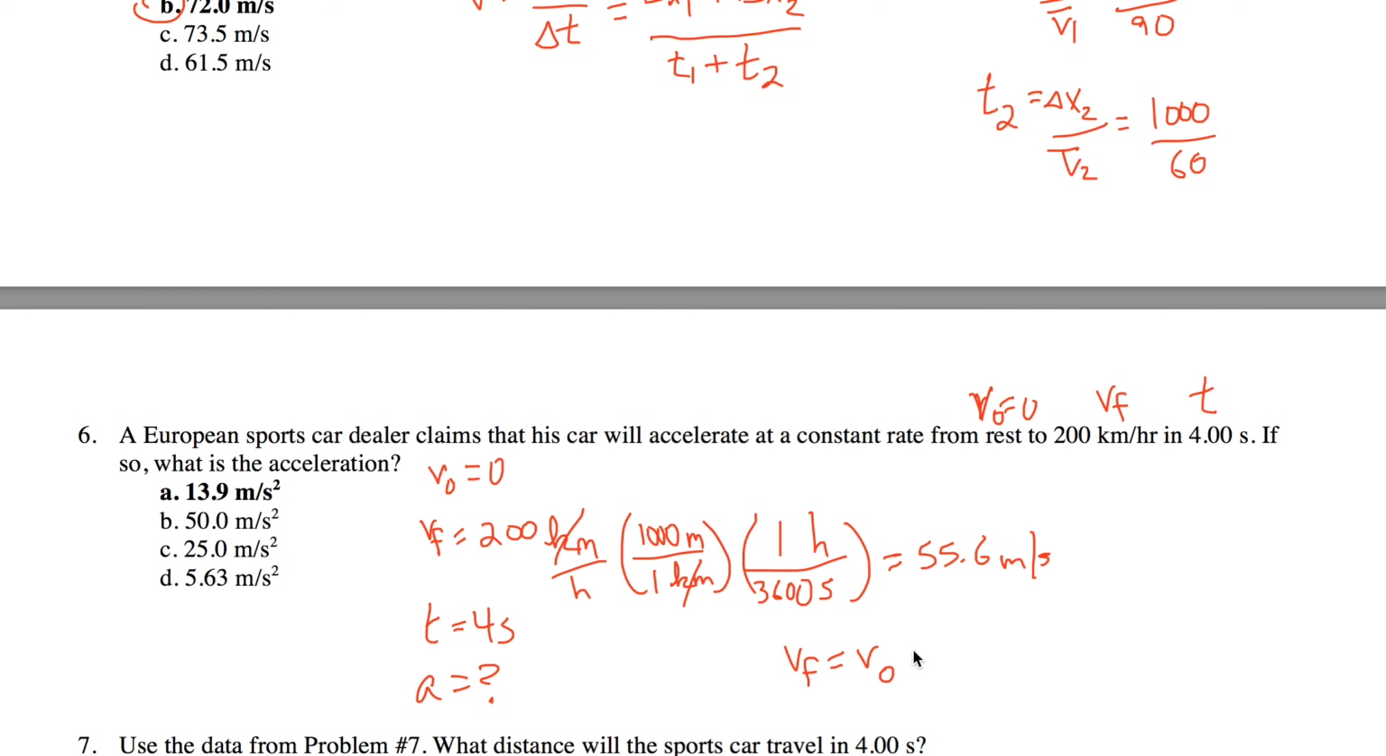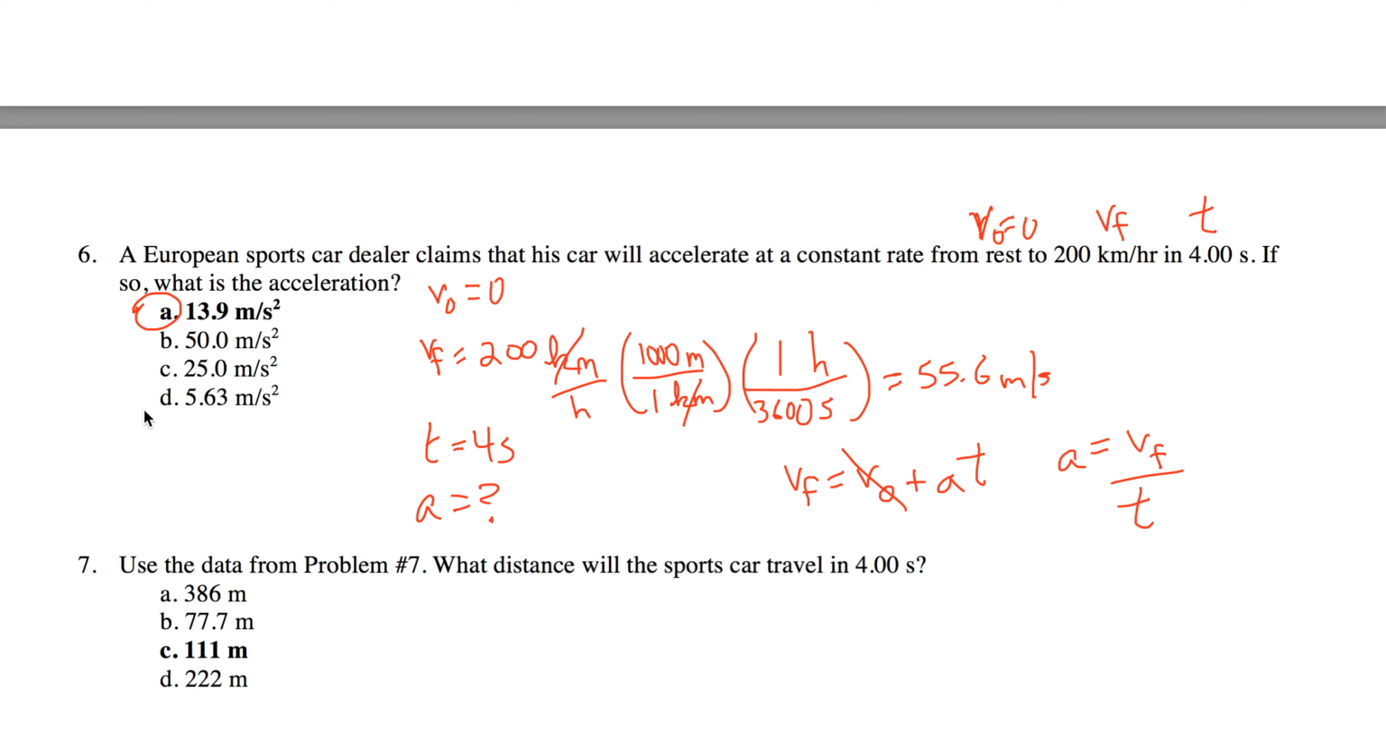Vf is v initial plus at. And I like to cross out what's equal to 0. V initial is equal to 0. And now I can go ahead and solve for acceleration. It's going to be our final velocity divided by time. 55.6 divided by 4 is going to be about 13.9 meters per second squared.